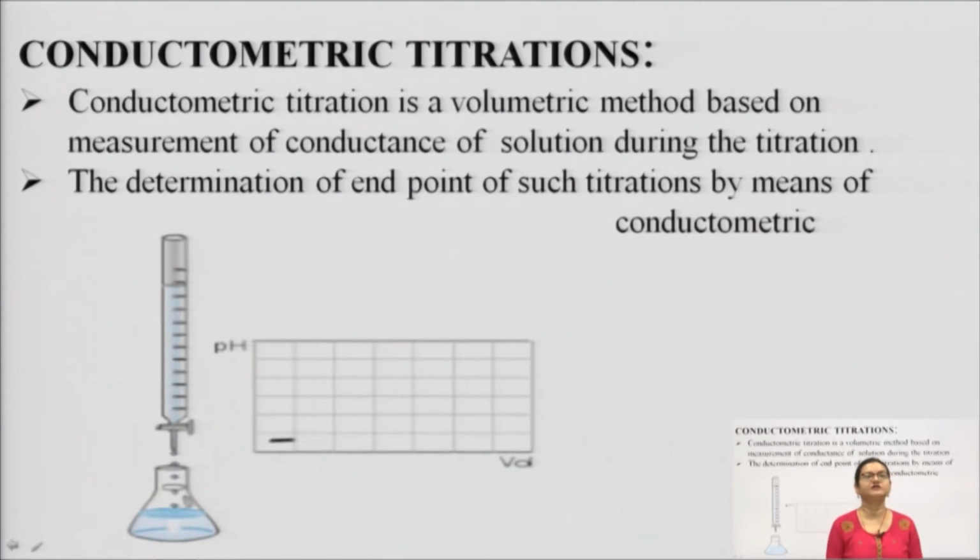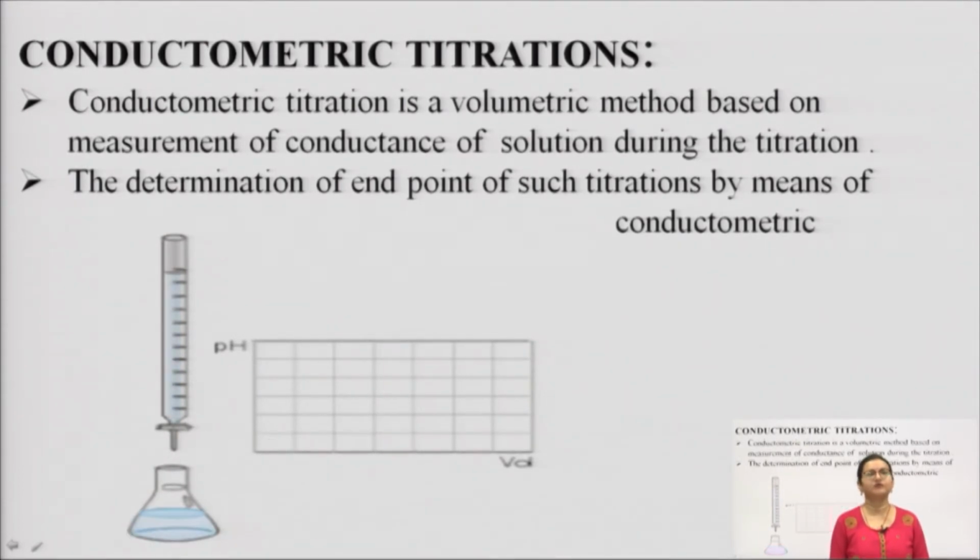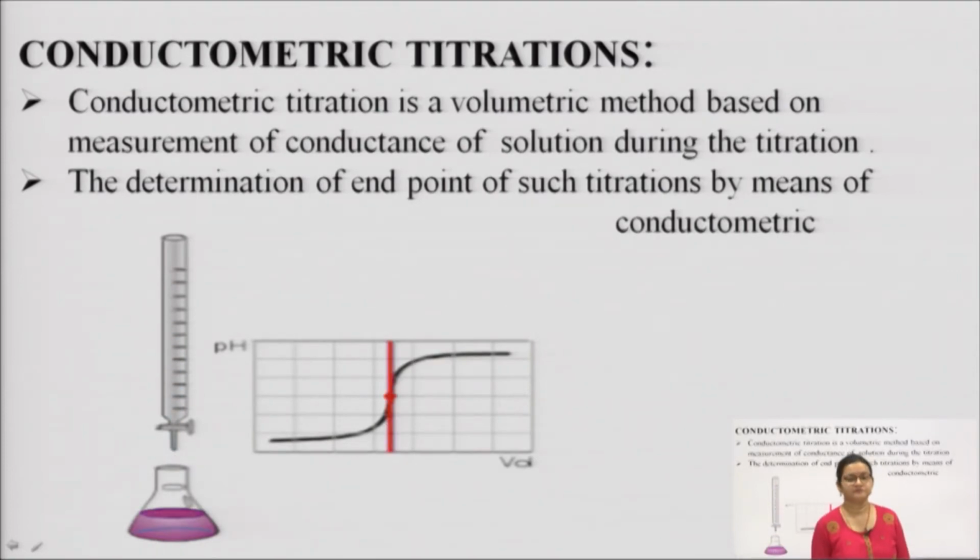Thus, conductometric titration is a volumetric method based on measurement of conductance of solution during the titration. During the course of titration, we need to measure the electrode potential and the current generated, which is directly related to the conductance, and conductance is directly related to the number of charged particles inside the particular analytical solution. This is the main principle behind all conductometric titration. The determination of the endpoint of such a titration can be easily done.